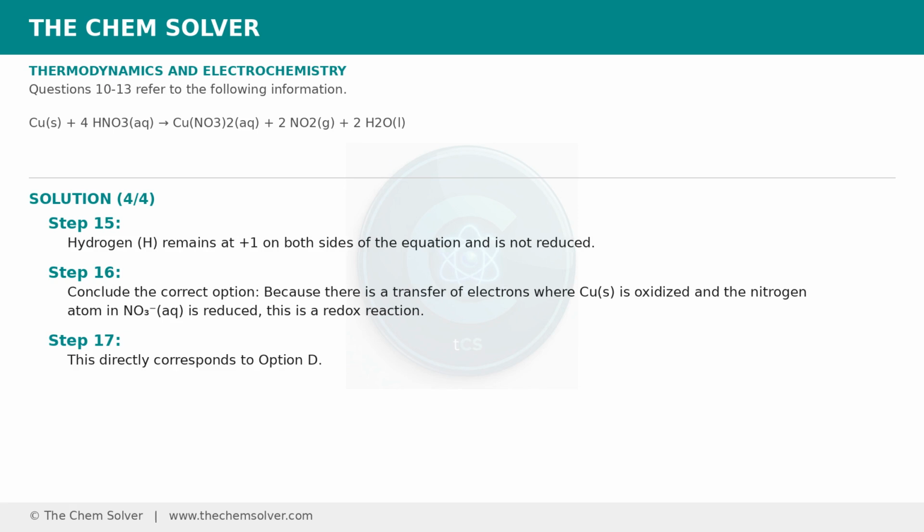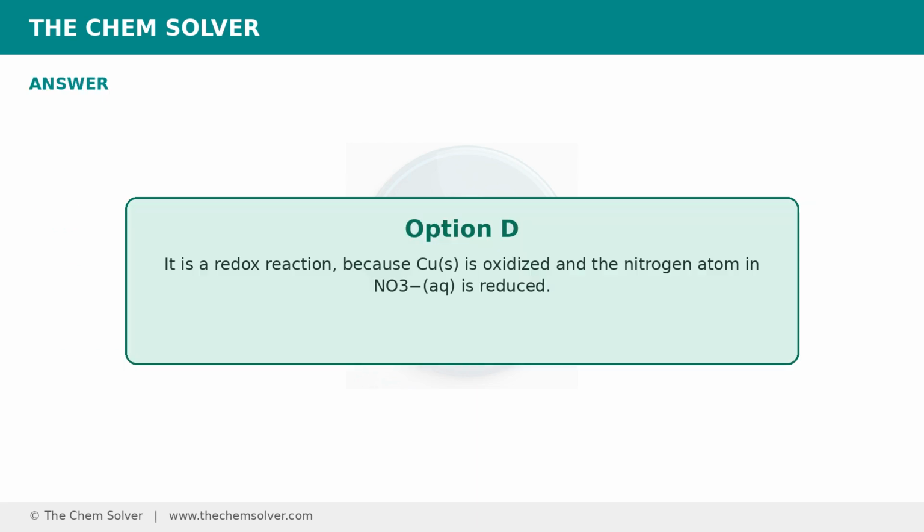Conclude the correct option because there is a transfer of electrons where Cu is oxidized and the nitrogen atom in NO3- is reduced. This is a redox reaction. This directly corresponds to option D. The correct answer is option D. It is a redox reaction because Cu is oxidized and the nitrogen atom in NO3- is reduced.